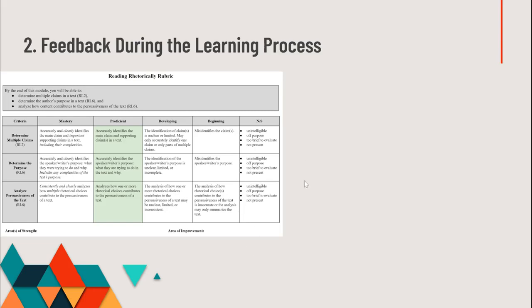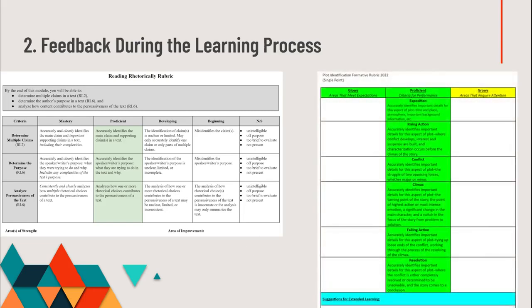Another way is a little bit more focused, a different format though. This is called a single point rubric. So you can see there's a little bit different structure here. Something that will jump out is that the proficient column is all that is present. We don't have the mastery, developing, or beginning columns. This example comes from the English 9 plot identification rubric and module. And again, it's just the proficient column.